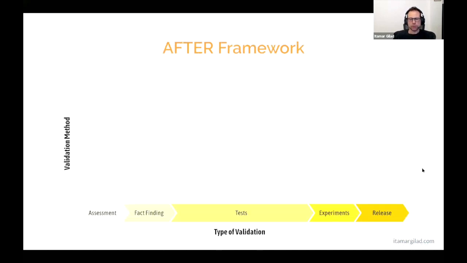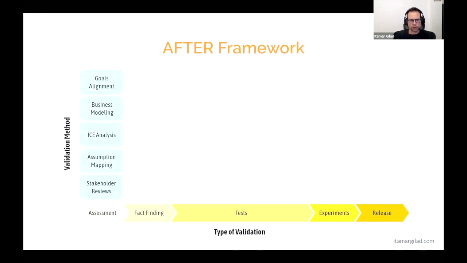Then we need to realize there's a wide gamut of ways to test ideas and validate them. I like to split this into five buckets, which together create the acronym AFTER: assessment, fact finding, tests, experiments, and release. So assessment is everything we can do quickly, without actually looking for data.